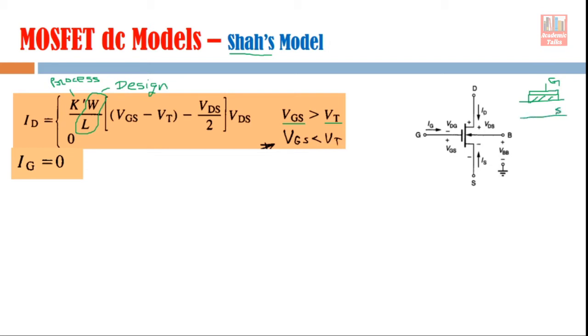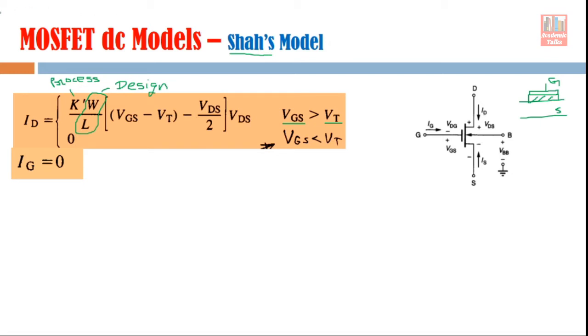Now if you apply a voltage on the gate terminal, there will not be any current, because this gate terminal is separated from the channel by an insulating region. Insulating region means no current can pass through this portion. So that's why this IG is always zero. It's only the field coming from the gate that is used to modulate the conduction in the channel. Otherwise, current in the gate terminal is always zero.